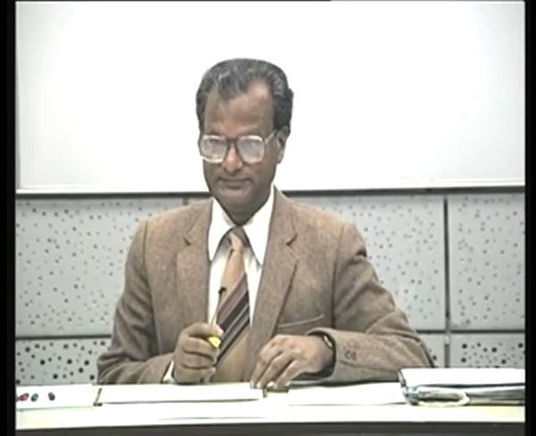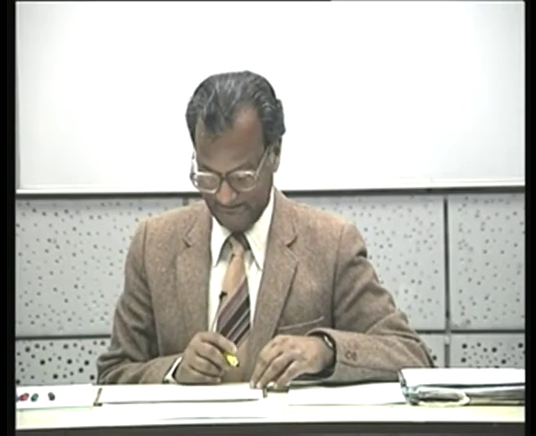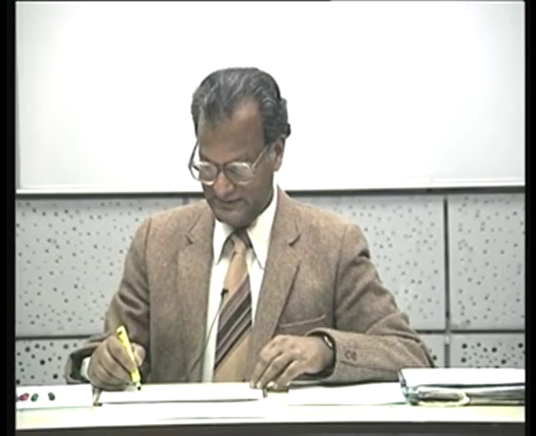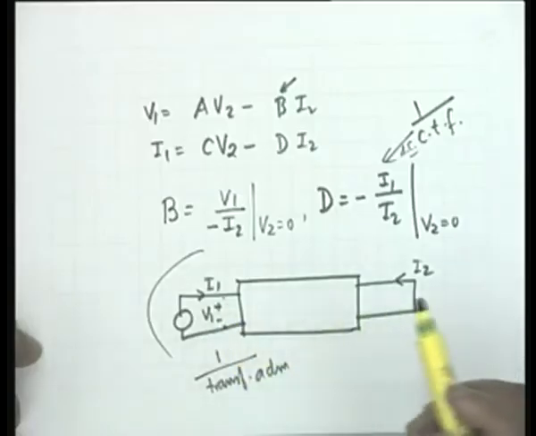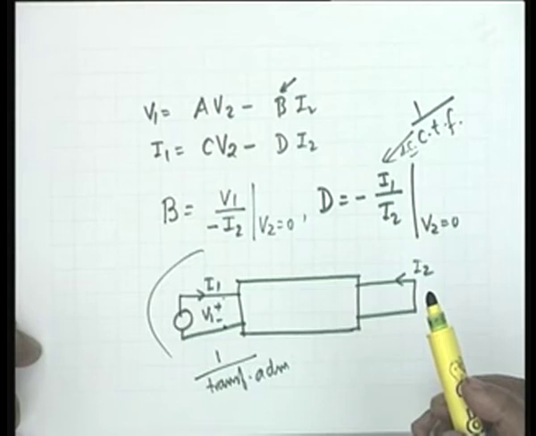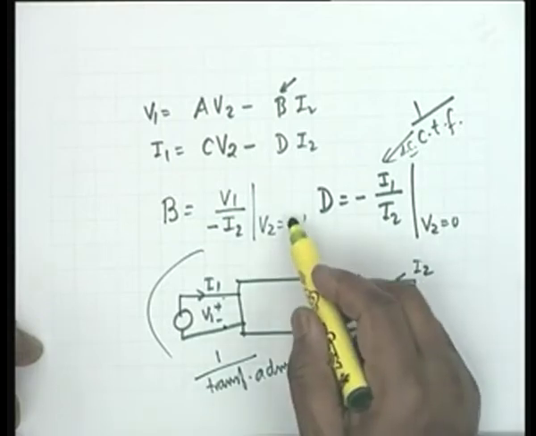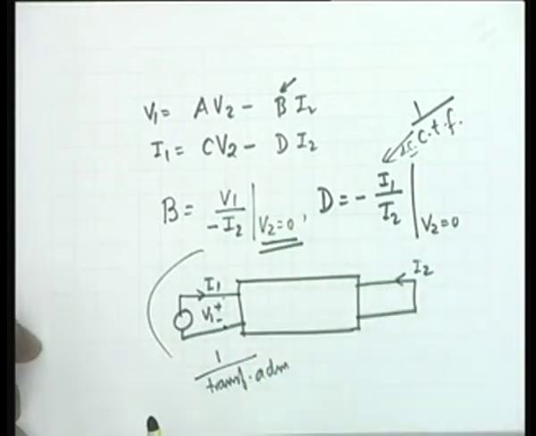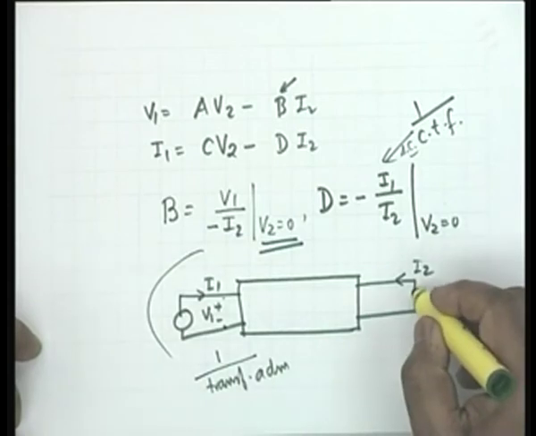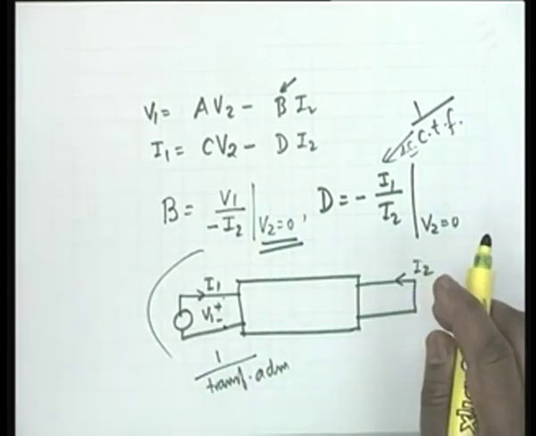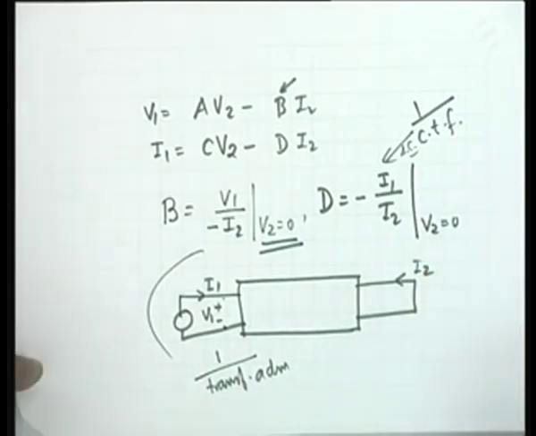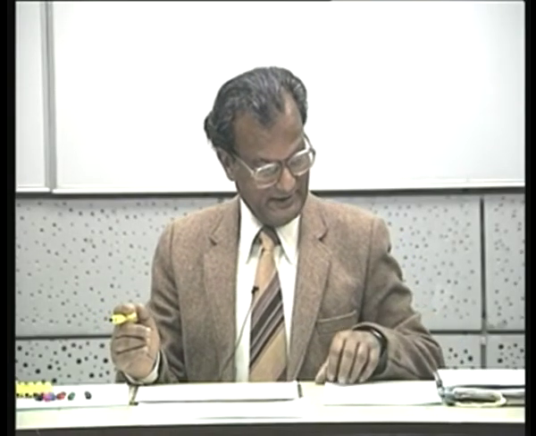Yes. So while calculating B, we short circuit the second port and apply a voltage source on the first port. Correct. Can we apply a current source at the second port? No, the constraint is that I have to make V2 equal to 0. If I apply a current source here, I cannot guarantee that V2 equal to 0. Agree? Any other question?